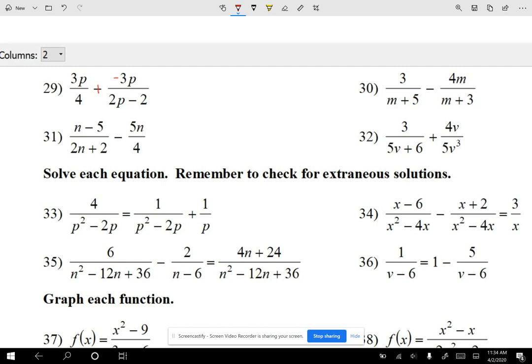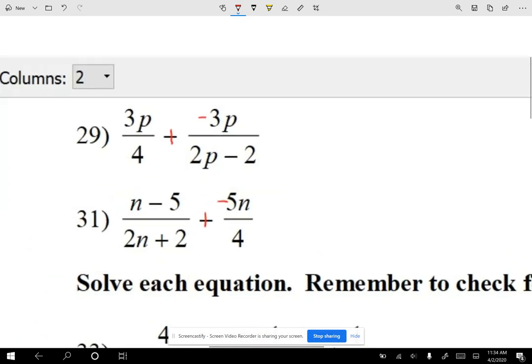That's basically all I do. Change it to a plus sign and I distribute it to the top of the second fraction. If I had more than one term on the top of the second fraction, then distribute that negative sign to all the terms on the top of the second fraction. Okay, so now I have all as addition. Let's take a look at number 29.